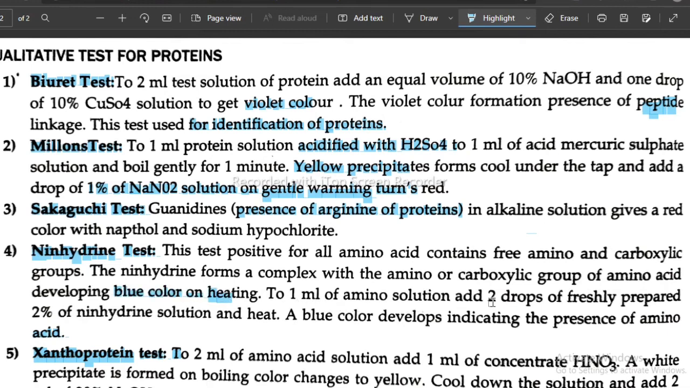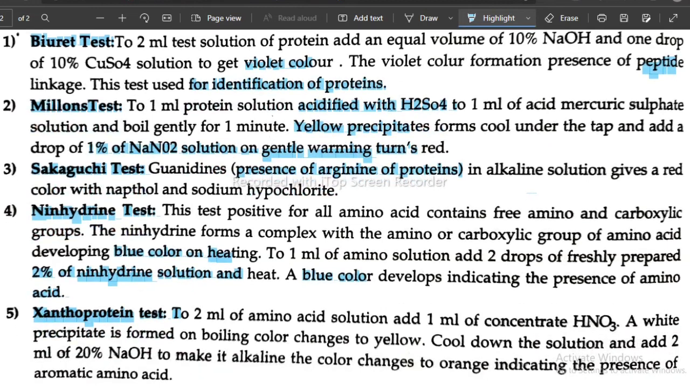फिर उसके बाद आपको ऐड करना है 1 ml अमीनो सोल्यूशन और उसमें आपको 2 ड्रॉप्स फ्रेशली प्रिपेयर निनहाइड्रिन सोल्यूशन 2% वाला डालना है. फिर उसको आपको हीट करना है. यहाँ पर जो है ब्लू कलर डेवलप होगा, दैट विल इंडिकेट द प्रेजेंस ऑफ अमीनो एसिड. अगर यहाँ पे ब्लू कलर डेवलप हो गया, दैट मीन्स उसमें अमीनो एसिड प्रेजेंट है.